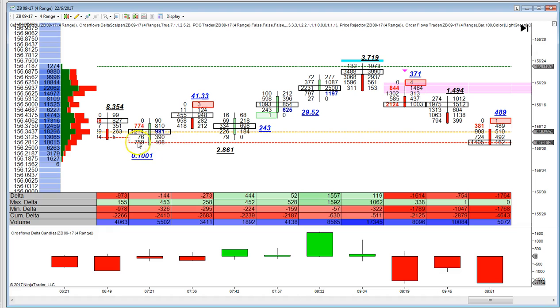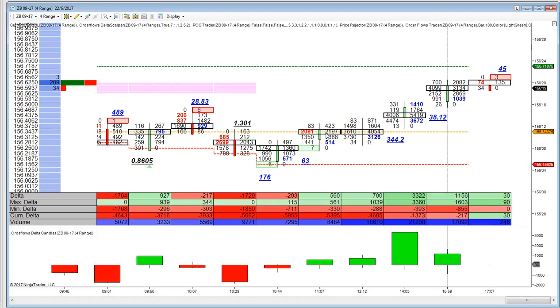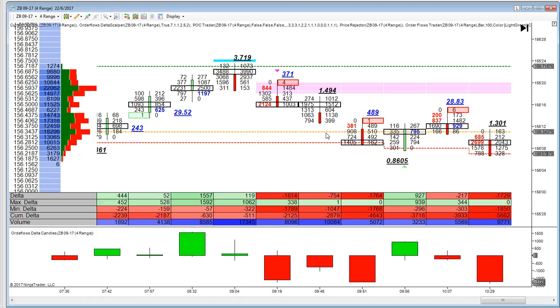Okay, so I explained how a market could rise on negative delta like that. So on falling delta, how can a market rise? Let me see if I got a falling delta in here. Not really. Let me check crude.